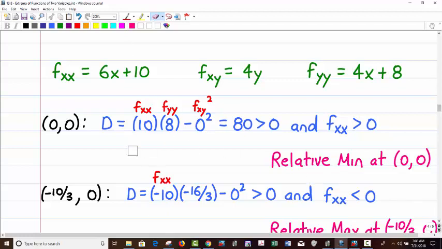Well, let's see what we have. So this one, I mentioned it would be 0, 0, it would be 10, 8, 0. So D is positive. When D is positive, you're going to have either a min or a max.